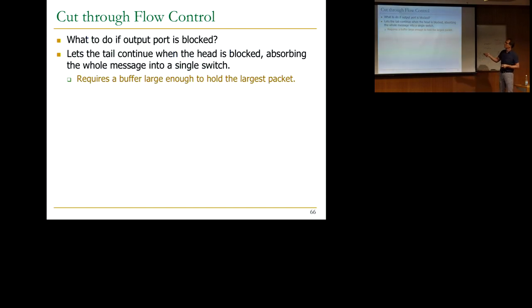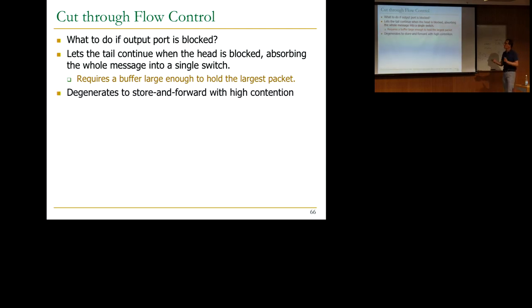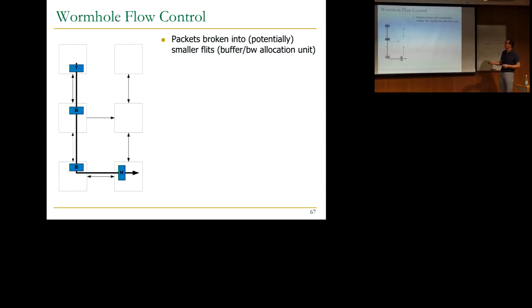OK, so what do you do if the output port is blocked? I'm going through relatively fast. Basically, you let the tail continue when the head is blocked, absorbing the whole message into a single switch. So this requires a buffer large enough to hold the largest packet. That's not a good idea, which means that it degenerates to store and forward with high contention. So can we do better?